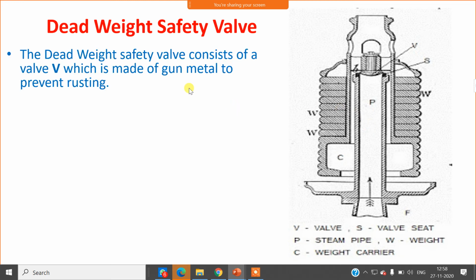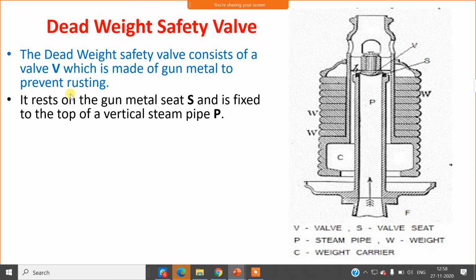The dead weight safety valve consists of a valve V. You can see here, this is the valve V, which is made of gunmetal to prevent rusting. Most valves are made of gunmetal to prevent rusting. It rests on the gunmetal seat S. You can see the black portion. This is a gunmetal seat, and it is fixed to the top of the vertical steam pipe, and on the seat the valve is mounted.